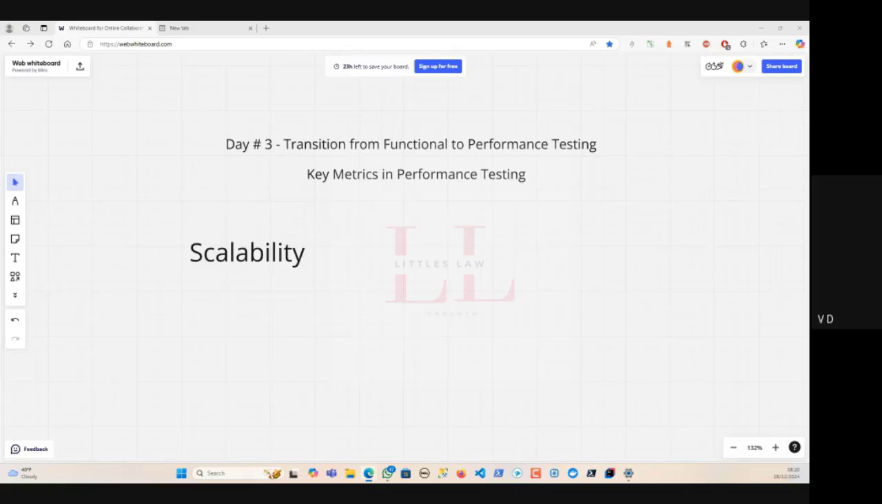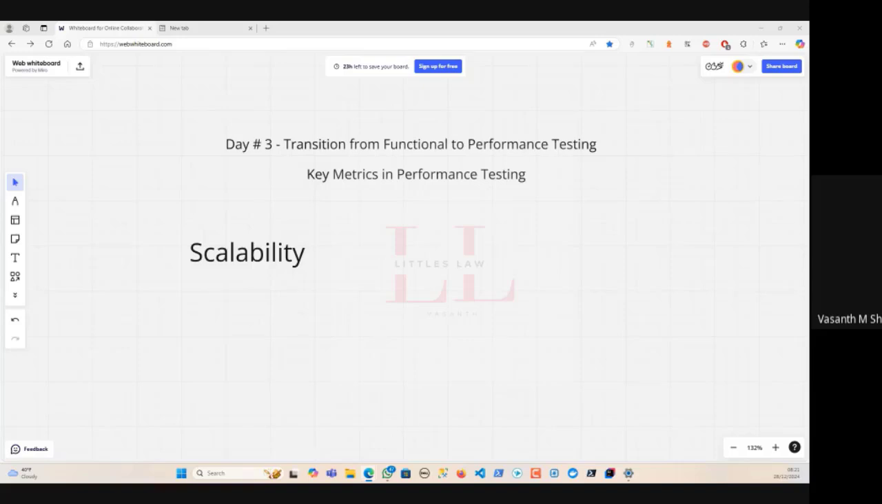Vasant, I have one question. Yeah, please. Before starting a performance testing assignment, we will need to discuss the SLA with the client. Yes. So I was thinking if we can discuss that topic as well: what all details and points we should discuss with the client before starting the performance testing work. Yeah, that will be part of your test planning. So we'll see that next week.